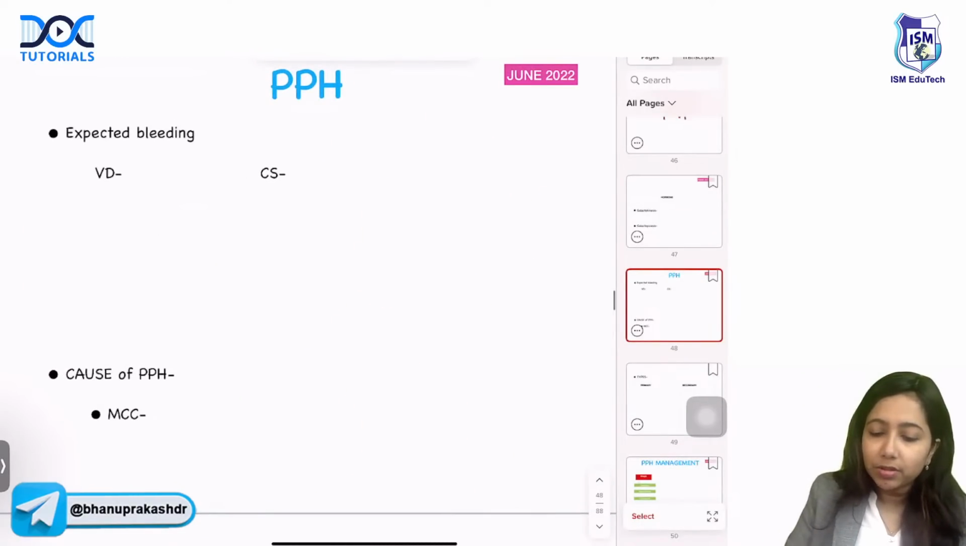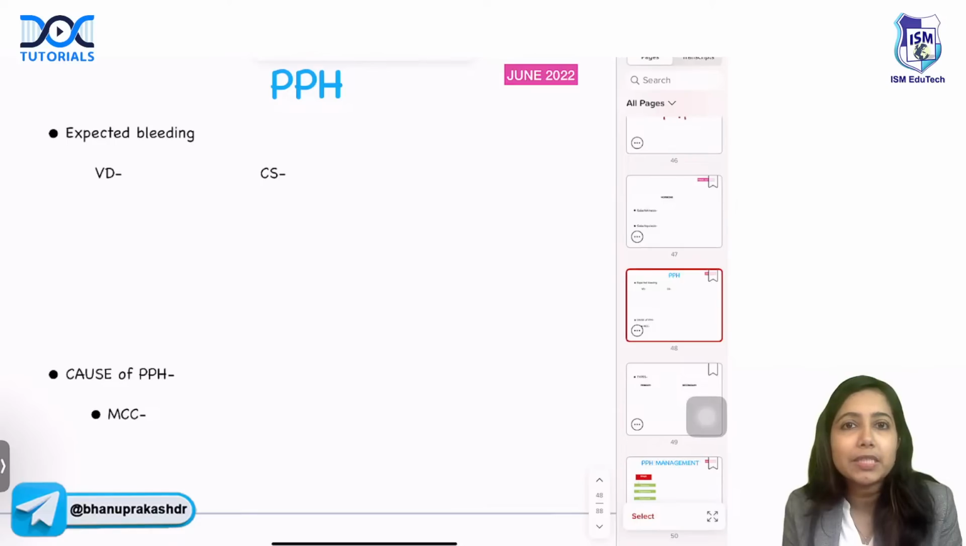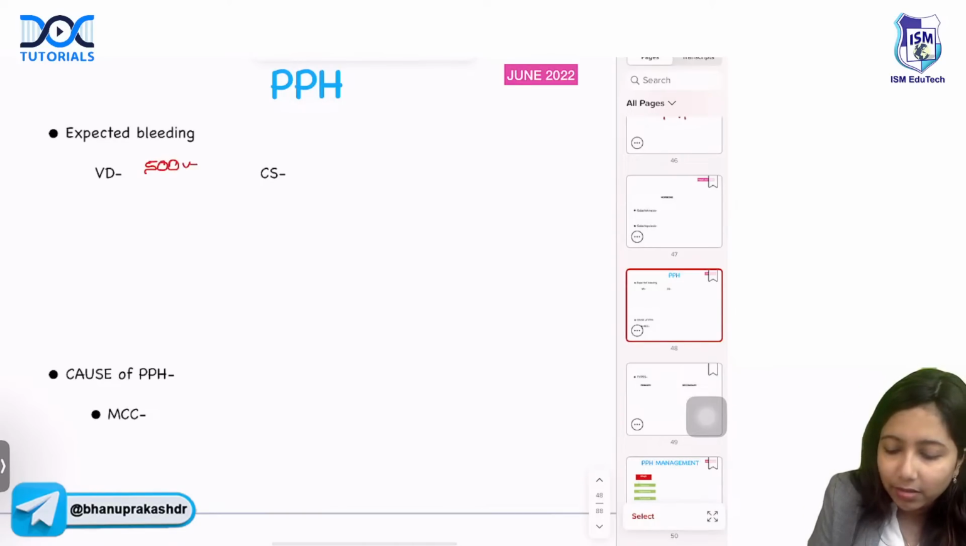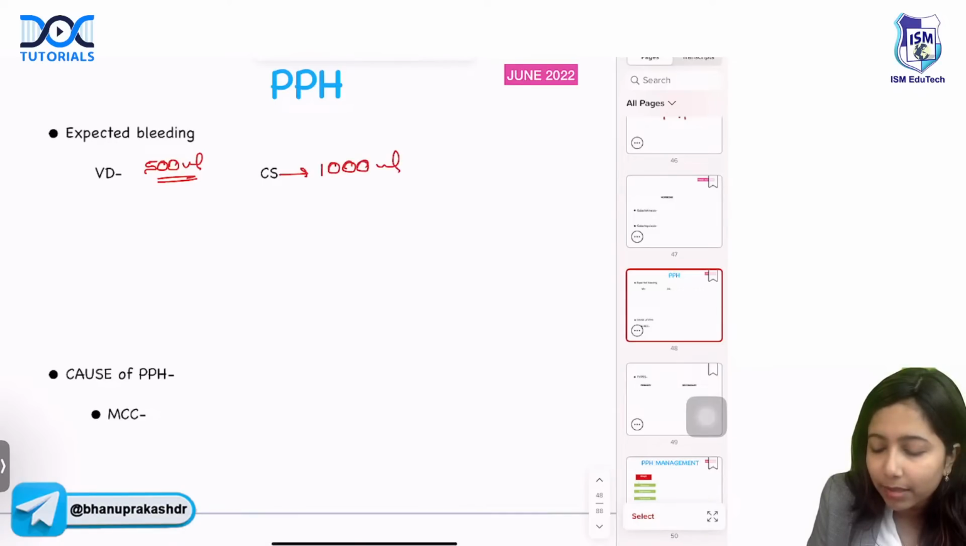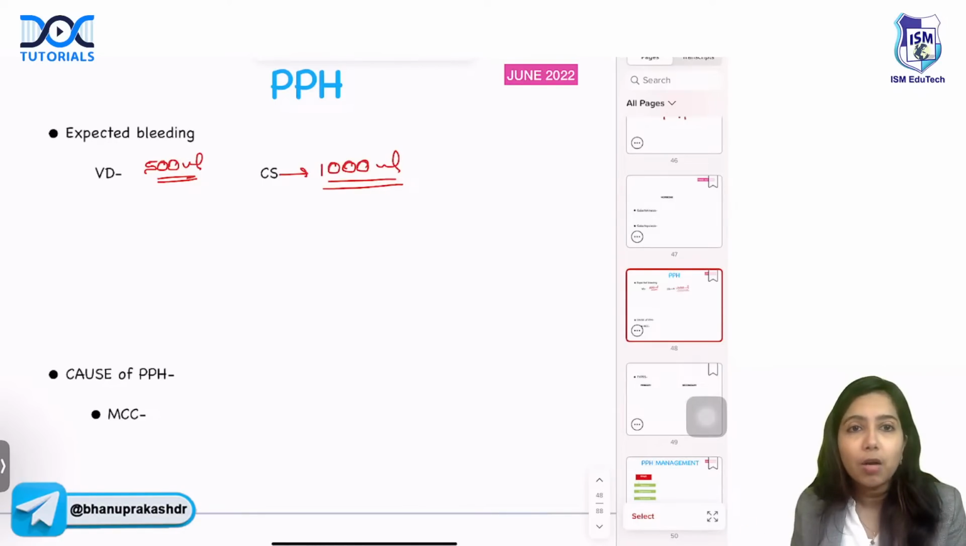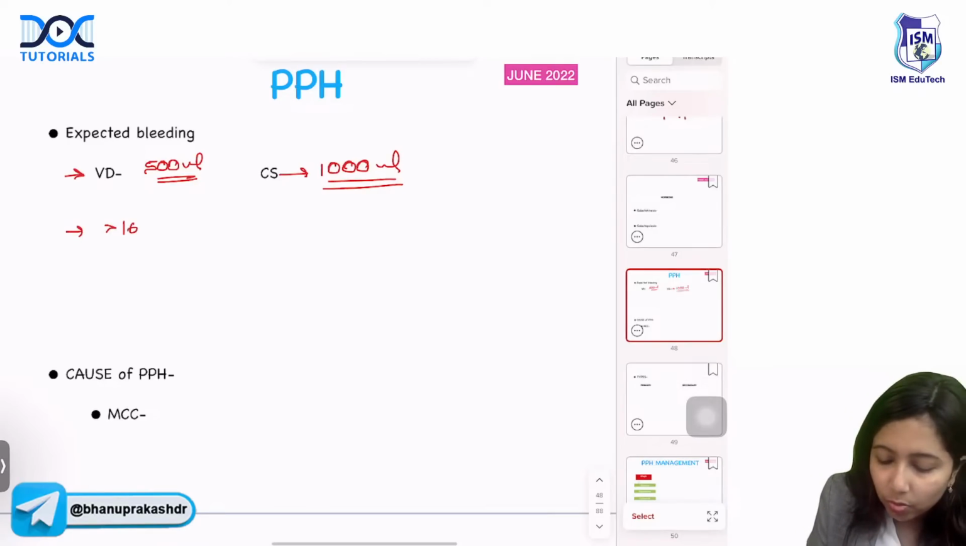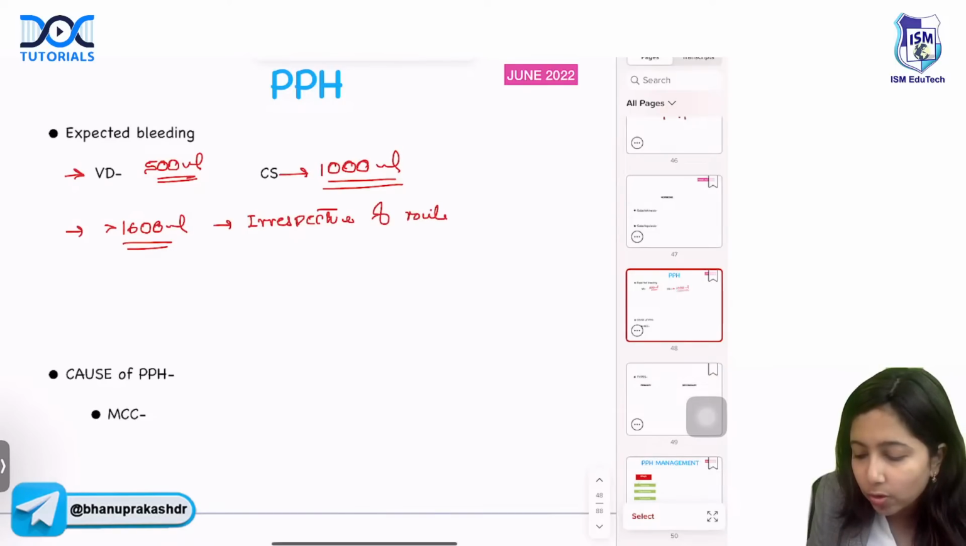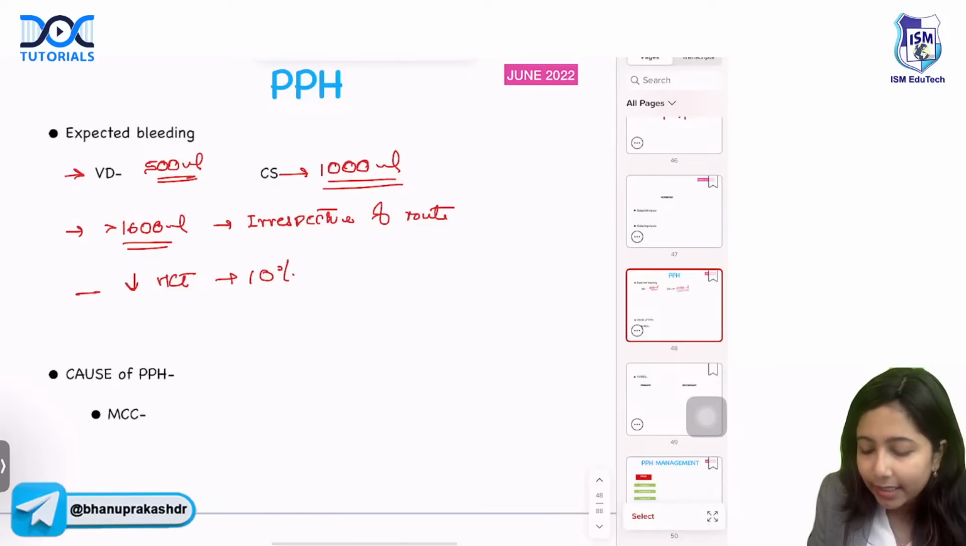So, in the active management of third stage of labor, why do we do this active management? This is basically to prevent the postpartum hemorrhage. So what is postpartum hemorrhage? The expected bleeding in a vaginal delivery is nearly 500 ml. In a cesarean section, it is 1000 ml. Any bleeding in excess of this, more than 500 ml in vaginal delivery, more than 1000 ml in cesarean section, or more than 1000 ml irrespective of the route of delivery, we call postpartum hemorrhage. Another definition is a fall in hematocrit by 10%.